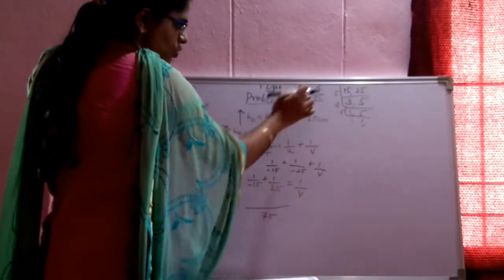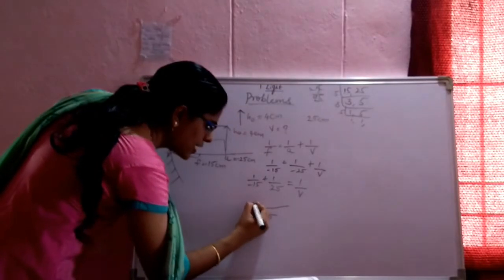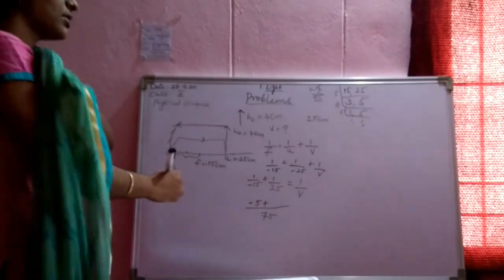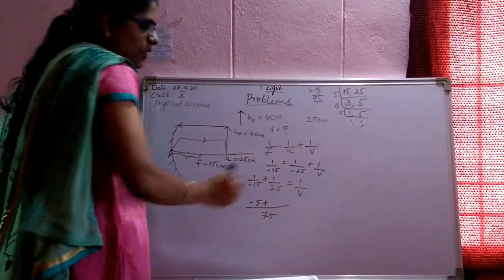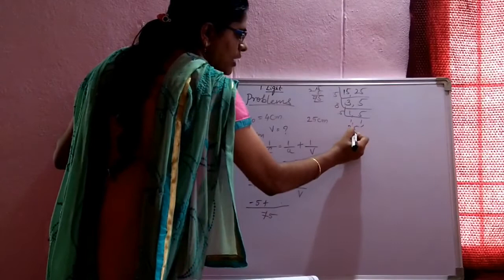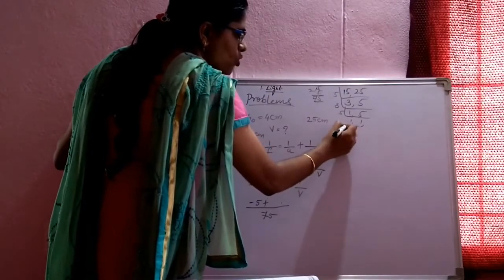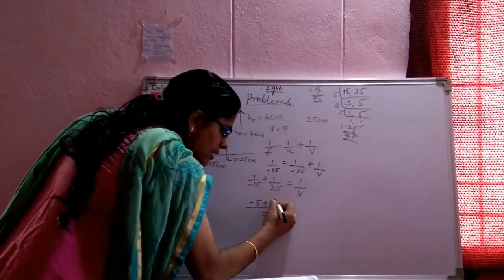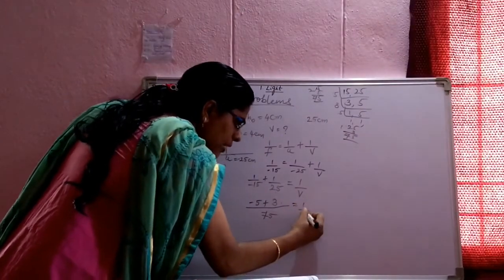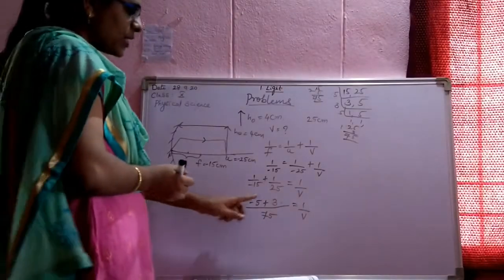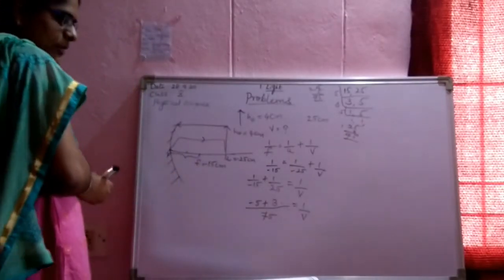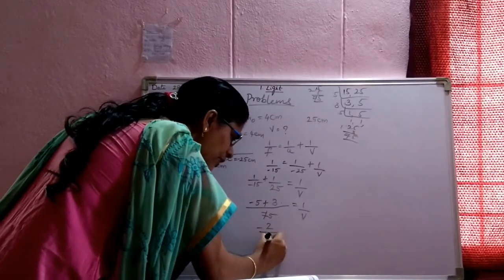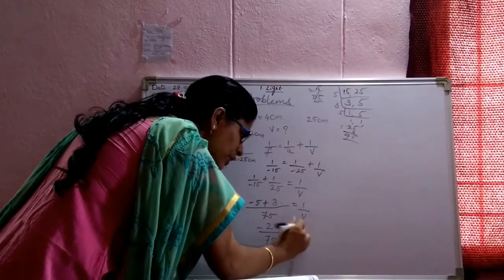In the 25 table, 25 3s are 75. So minus 5 plus 3 equals 1 by V. Now minus 5 plus 3, how much will it be? Minus 2 by 75 equals 1 by V.